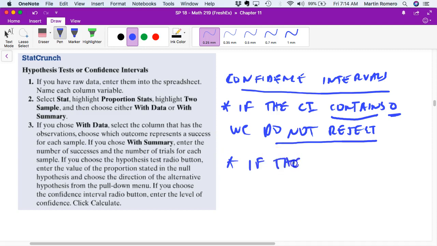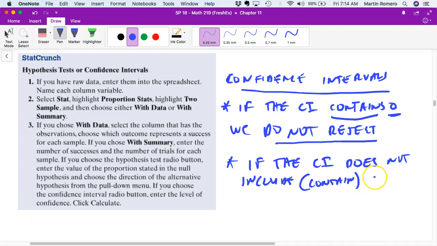And if the CI does not include or have 0, the word again that we use is contain, because the confidence interval is like a container. Does it hold 0? Does not include or contain 0? If it does not, we reject H0. If it contains 0, we do not reject H0. That's key there. Okay, let's go ahead and do another example.